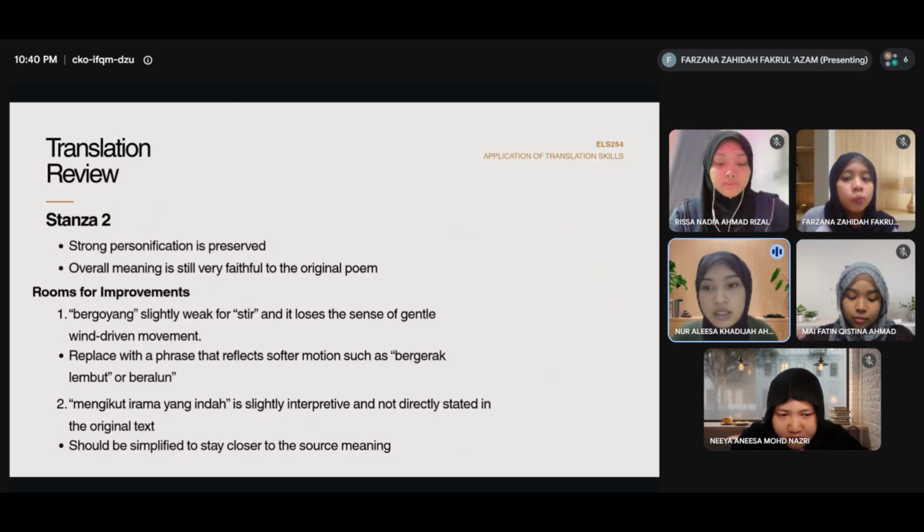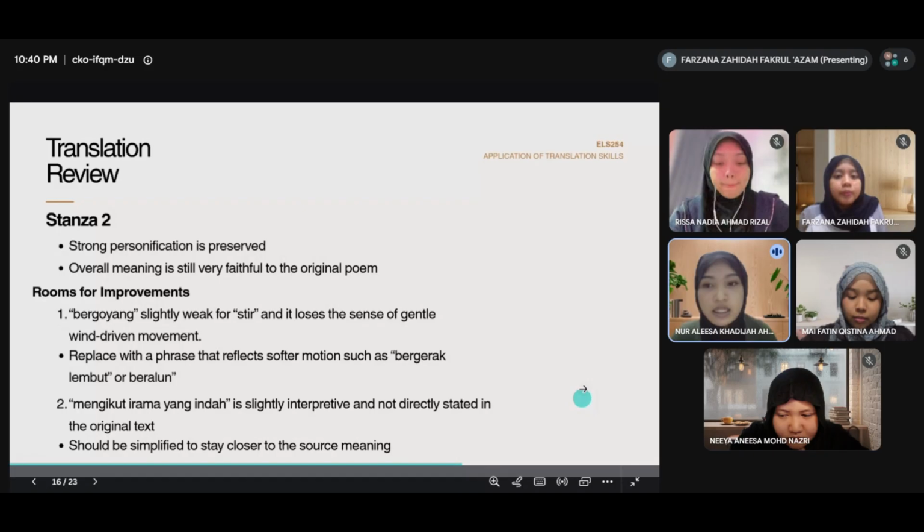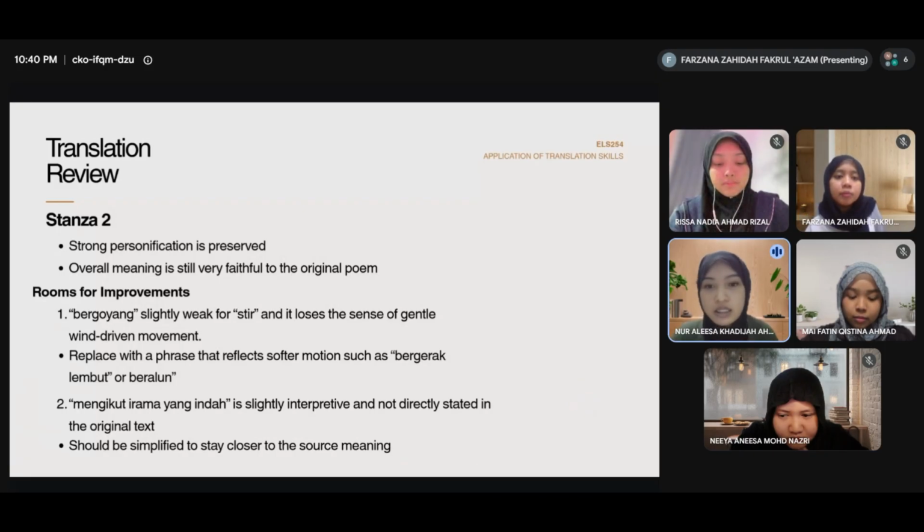And in addition, the phrase mengikut irama yang indah is slightly interpretive and not directly stated in the original text, which makes it less faithful to the source meaning. It could be simplified or adjusted to remain closer to the original structure and intent without adding extra interpretation. Next.